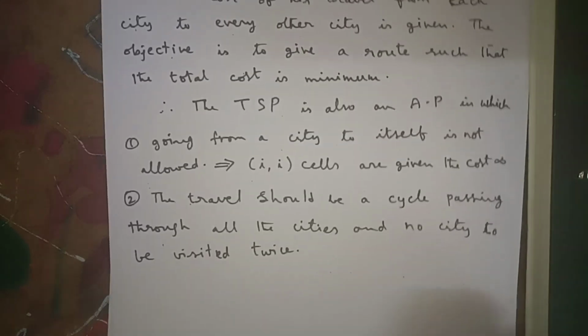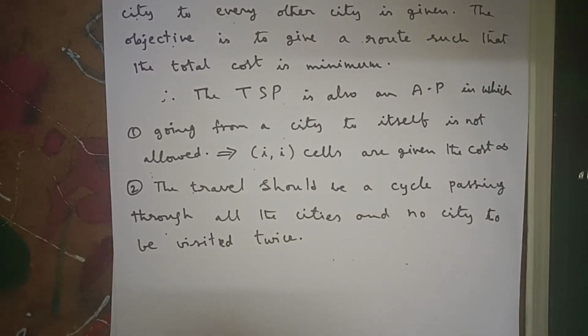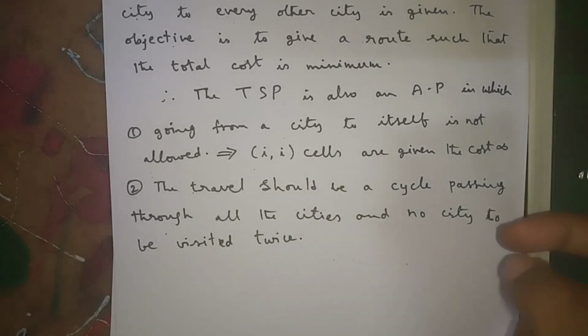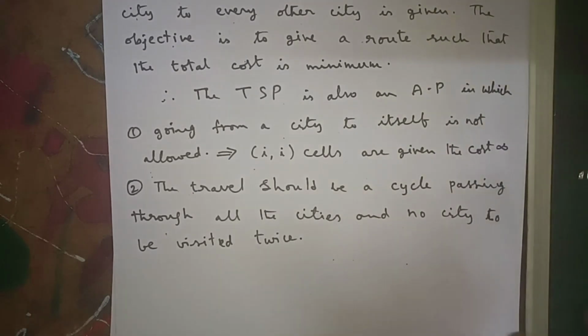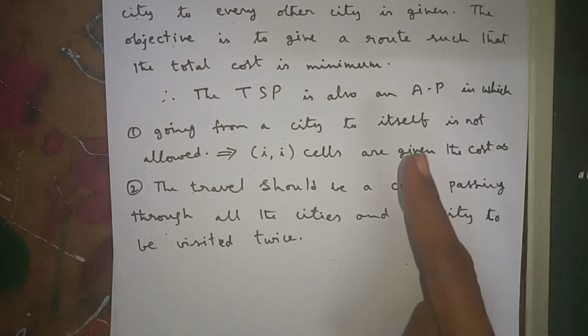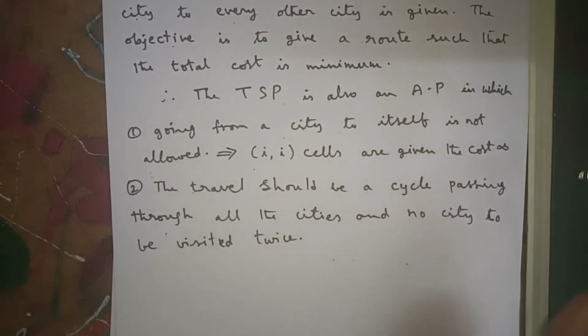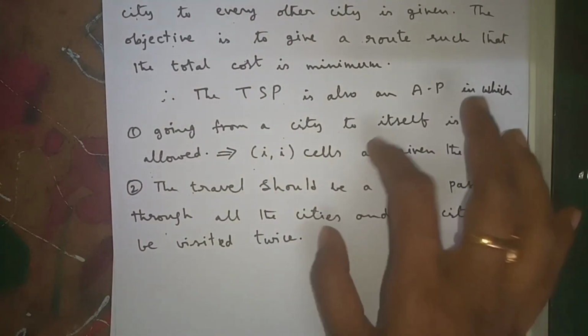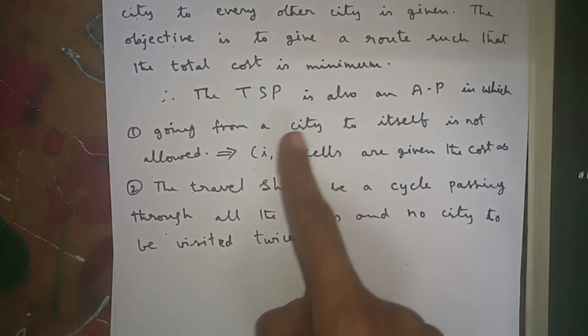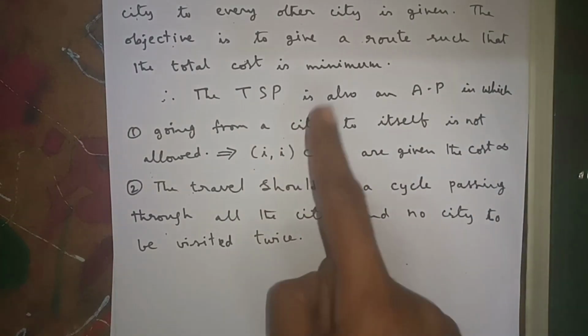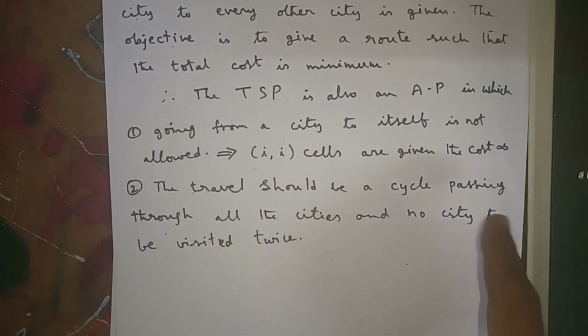The second point is, the travel should be a cycle. It has to form a cycle or a loop, passing through all the cities, and no city is to be visited twice. They have to visit each city only once, not twice. These are the two rules. Going from one city to itself is not allowed, and visiting a city twice is also not allowed.